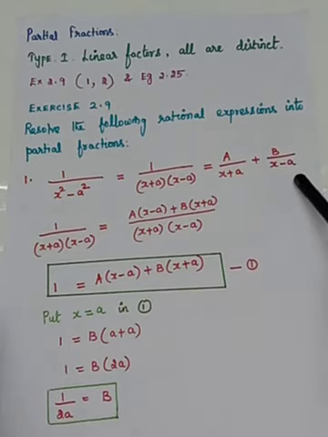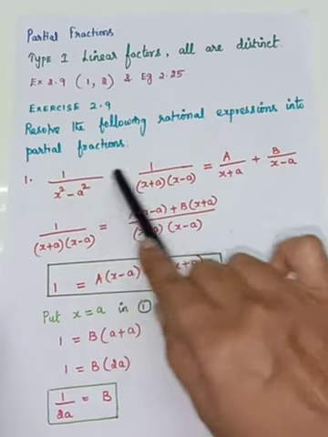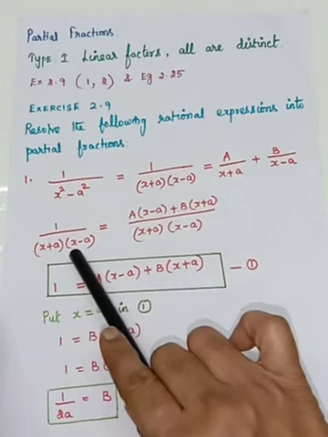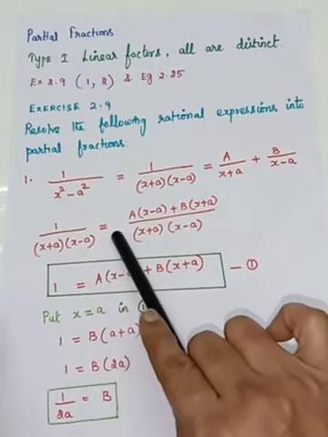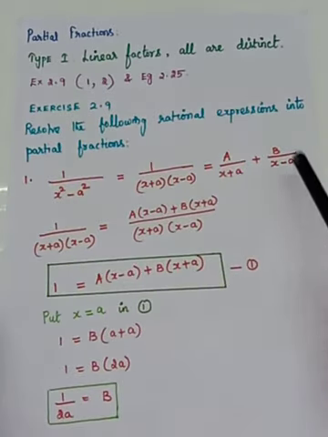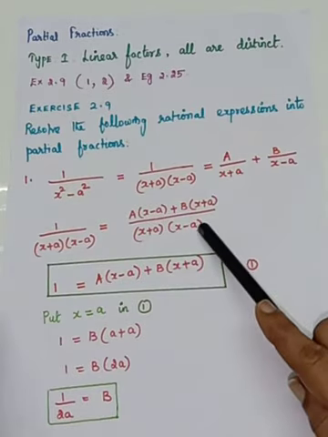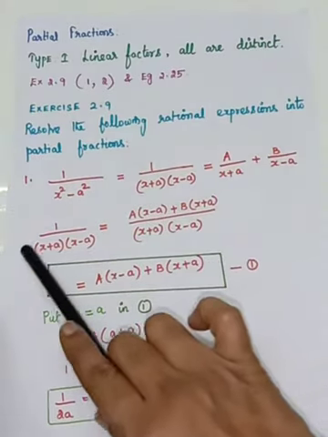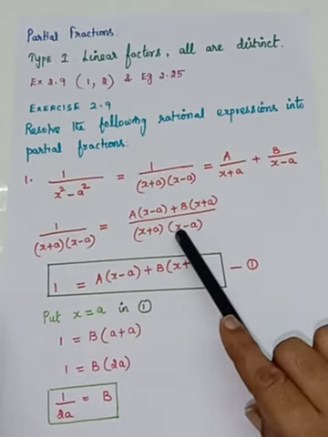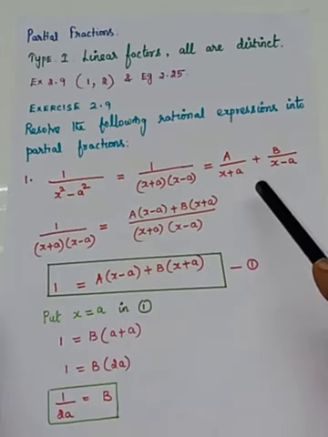Next step, what you have to do: you can take this or this. So I have taken this step. So 1 by x plus a into x minus a is equal to, from this you have to take the LCM. What will be the LCM? x plus a into x minus a. The same term you have to write here. So the LCM is x plus a into x minus a.